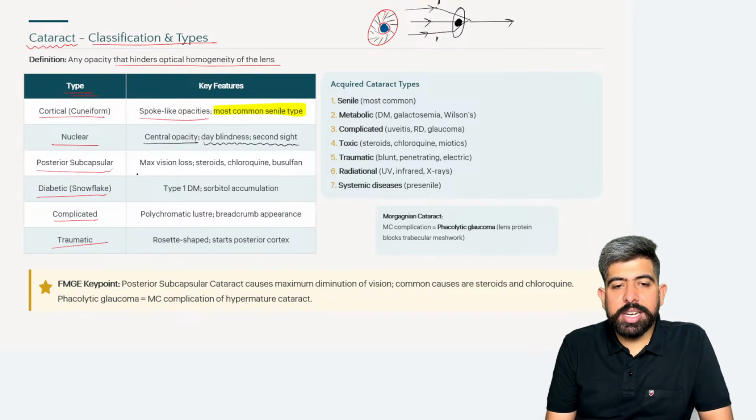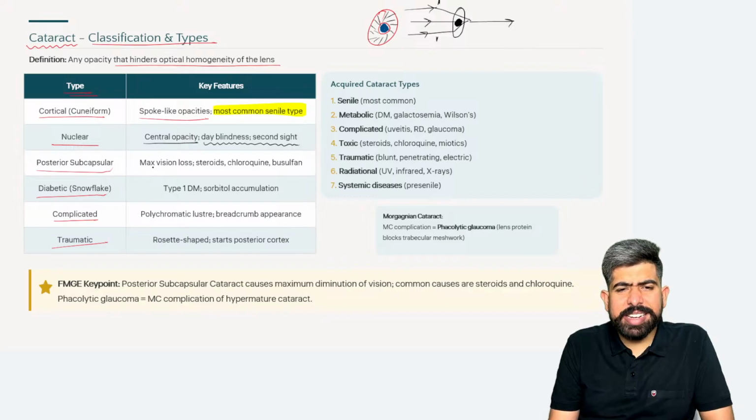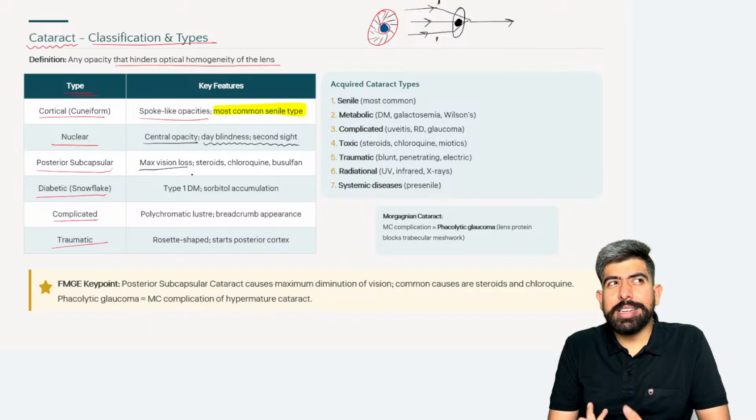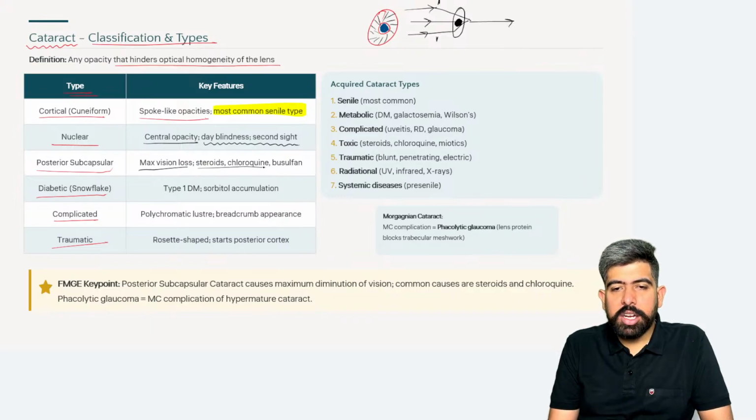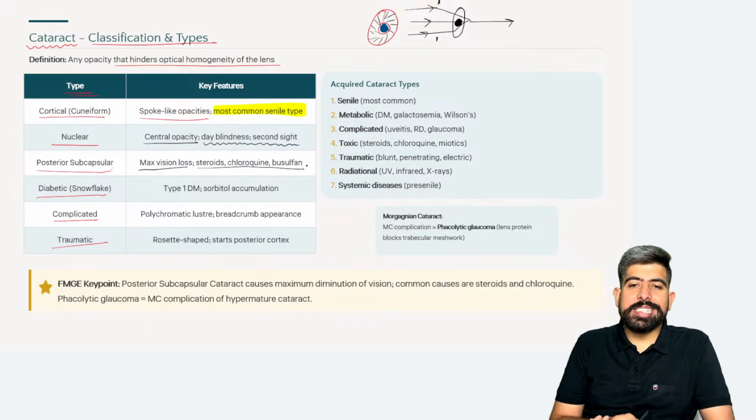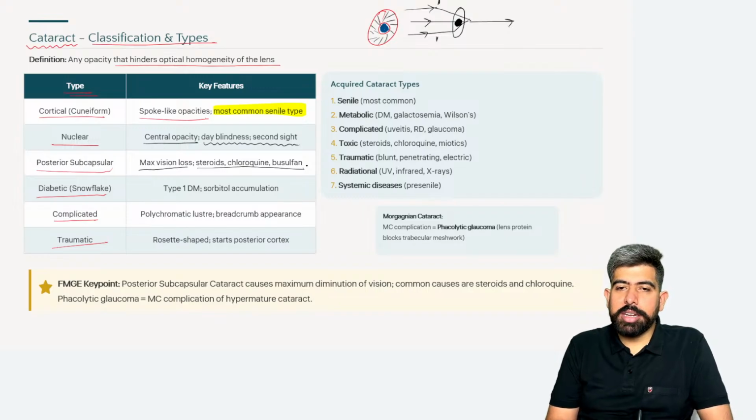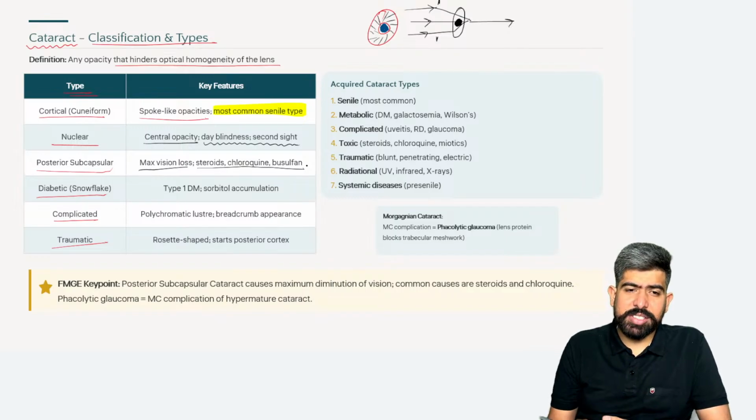The next we have the posterior subcapsular cataract. This is where maximum vision loss is seen, and it is most commonly caused by drugs like steroids, chloroquine, and busulfan. These are the drugs which can cause drug-induced cataracts.